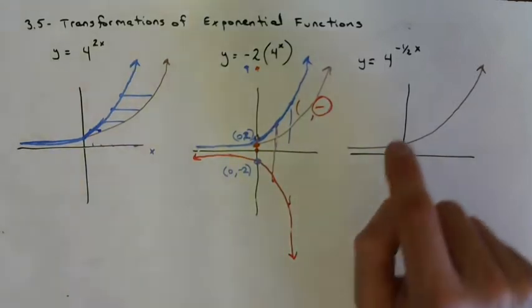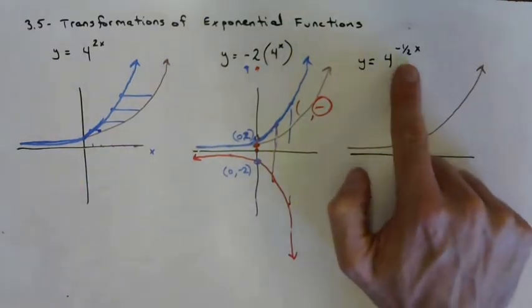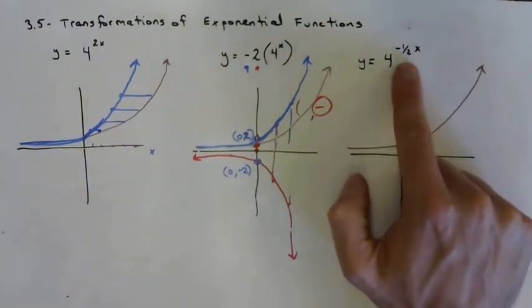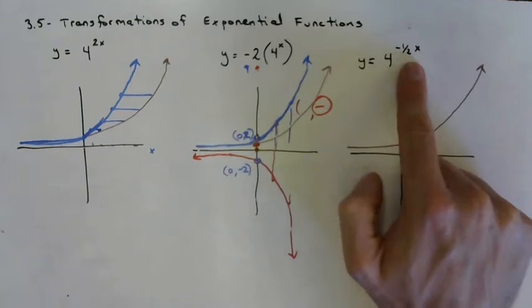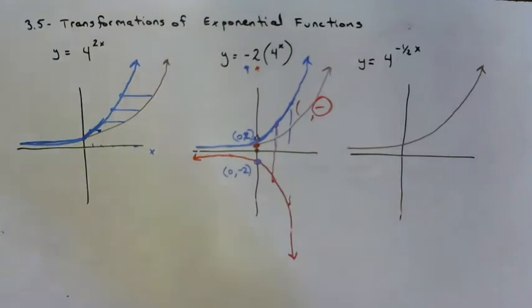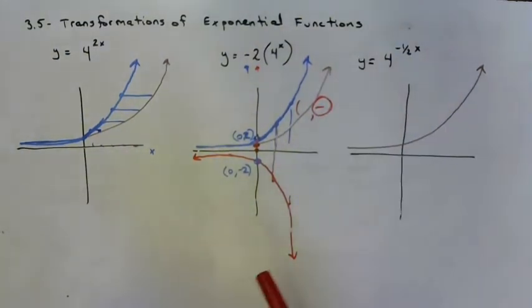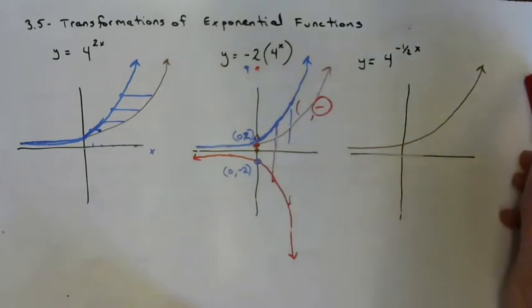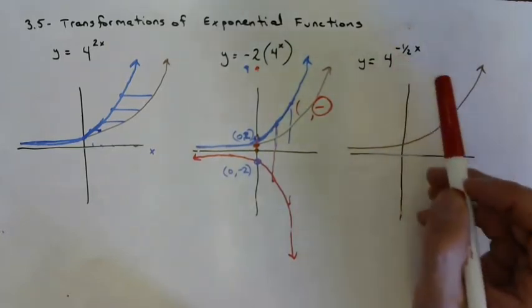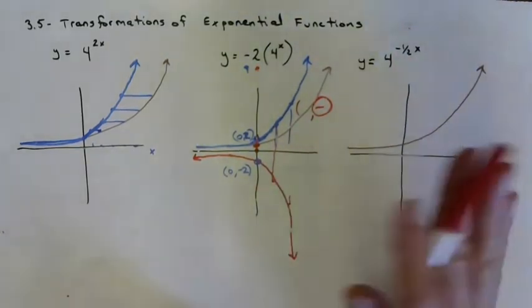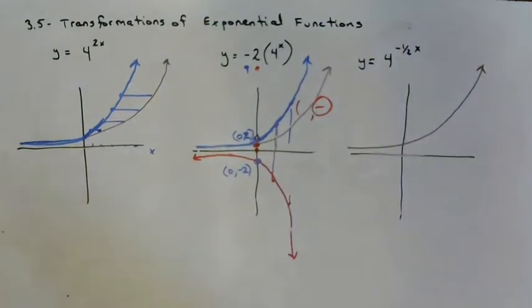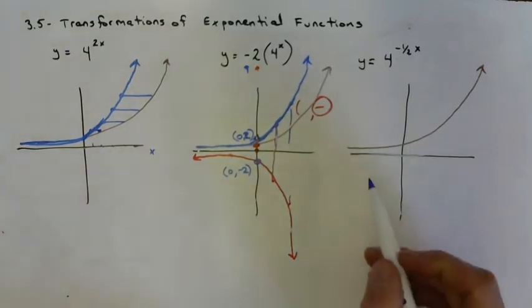Okay, in our last one, we have a base of 4 and a power of negative 1/2 x. So what do you think we're going to do here? What do you see? Horizontal stretch. Yes, we have a horizontal stretch by a factor of 2. So it's going to be out here, but what does that negative do? Reflection over the y-axis. Okay, so again, you can do it in any order you want. I'll do the stretch first.